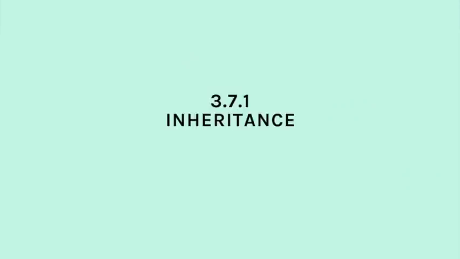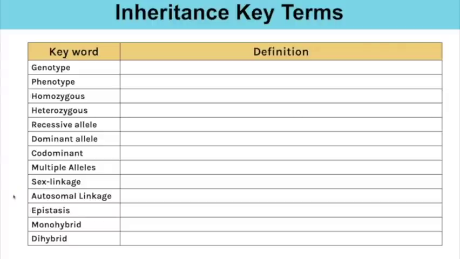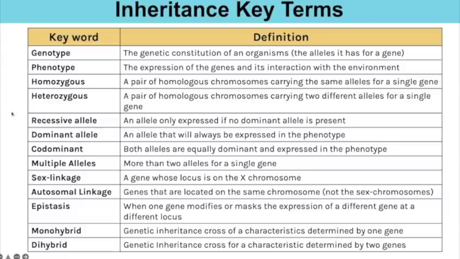So the first thing with inheritance is there are a lot of key terms that come up quite often as a 1-mark definition just to start off an inheritance question. So make sure you know all of these definitions as they've all come up at some point in the past. So genotype is the genetic constitution of an organism. Phenotype is the expression of the genes, but also the interaction with the environment, so don't forget that bit.